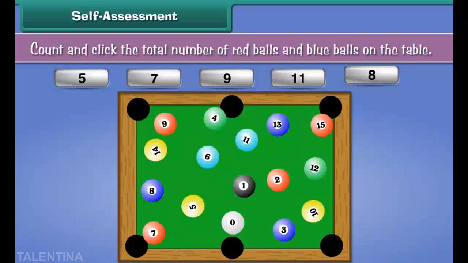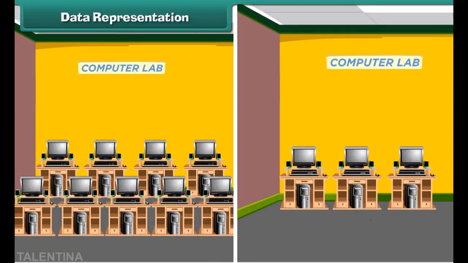Look at these balls on the billiard table. Count and click the total number of red balls and blue balls on the table. Look at the diagram that shows the arrangement of computers in your computer school. Look at the plan and then answer the questions that follow.